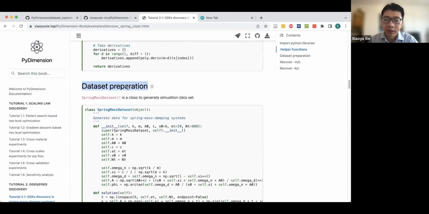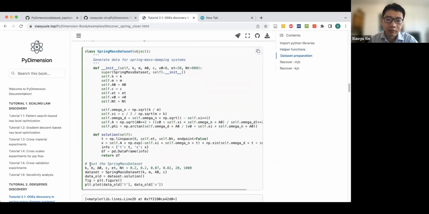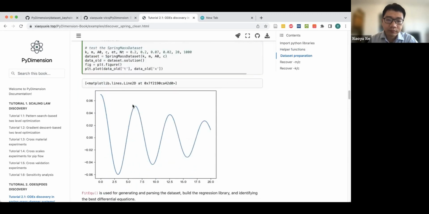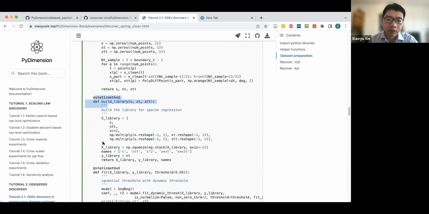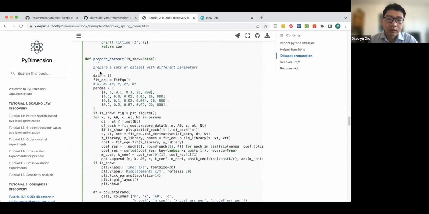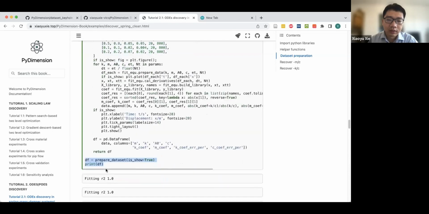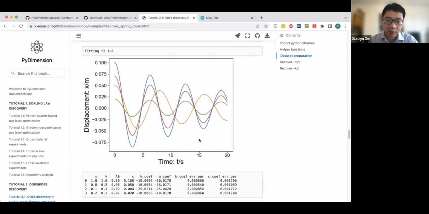After that, we need to prepare some datasets. The dataset involves the sparse regression results for different sets of experiments. For example, we can have different parameters for the spring-mass-damper, and we can solve the equation. This is an example. After that, we can feed the equation, build the library, and fit the library. So the main code is like this one. You feed the library, choose the parameter space, and we can collect the dataset. This dataset actually involves different experimental data and simulated data for the spring-mass-damper system.